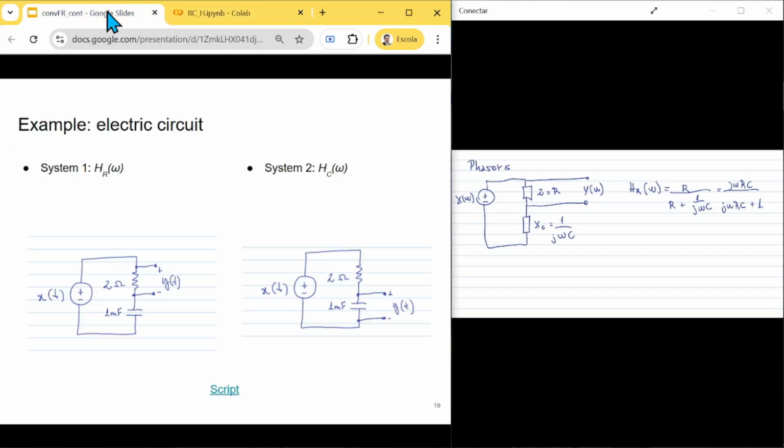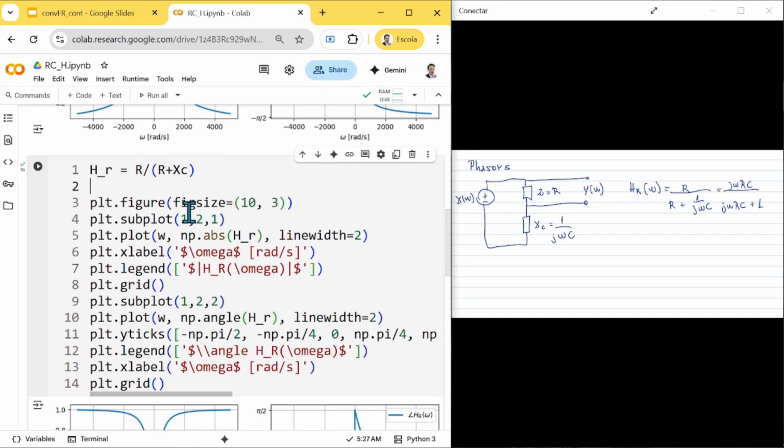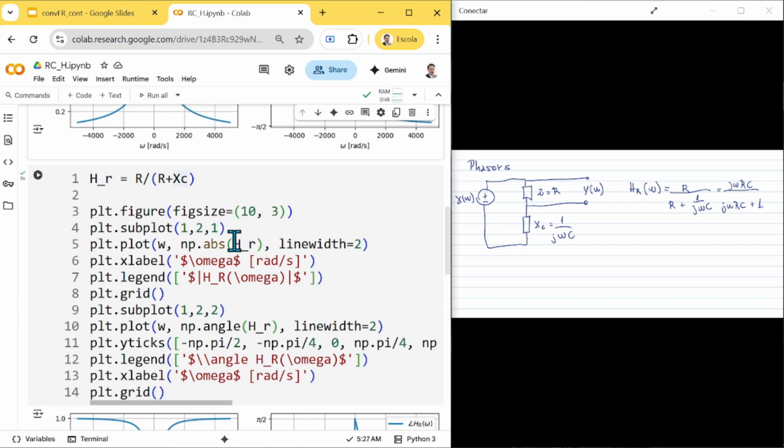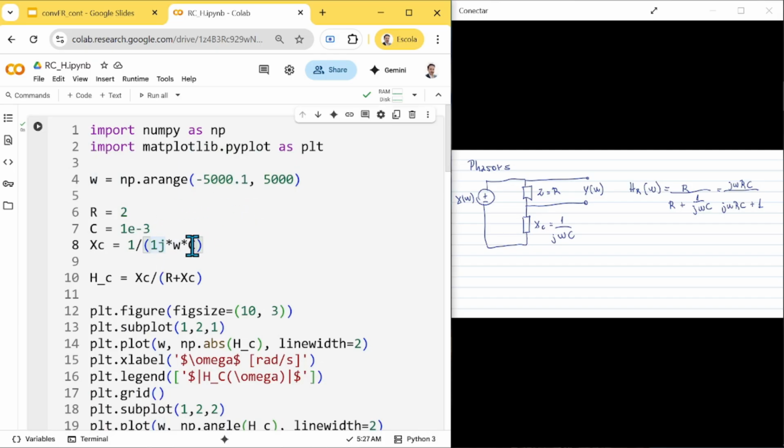I've created here a script where I plot the frequency responses of these two cases. Here's the case where we have the output in the resistor. So I created an array of frequencies here for which I want to assess the frequency response. It goes from minus 5000.1 radians per second up to 5000. Why this 0.1 here? It's just because I want to avoid the division by 0. I don't want this array to have the 0 frequency, so I don't have the division by 0 here, in the definition of XC, the impedance of the capacitor.